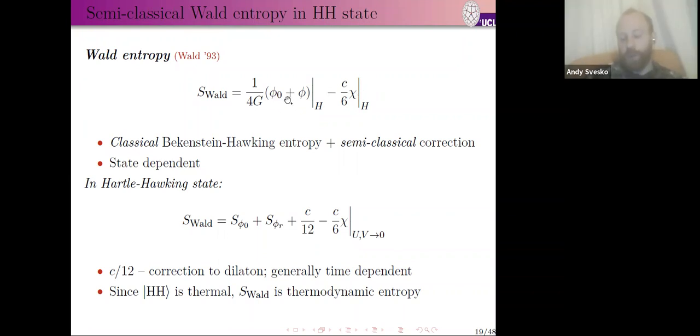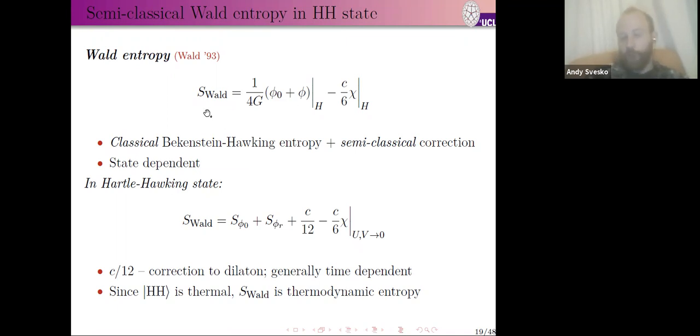And now since the Wald entropy is given by phi and chi, which are state dependent, it also tells us that the Wald entropy itself is state dependent. When you work in the Hartle-Hawking state, the Wald entropy is just given by the classical piece that we had before, plus this C/12, which is coming from the constant semi-classical correction to the dilaton. And then this extra term here, this chi, is coming from what we had before, which is the semi-classical Wald entropy. And since the Hartle-Hawking state is thermal, we can interpret this gravitational entropy genuinely as a thermodynamic entropy.